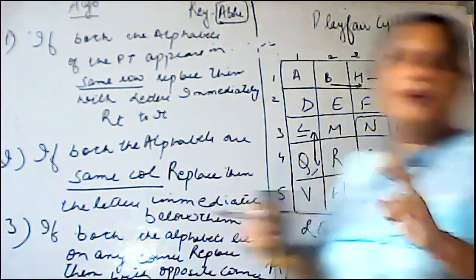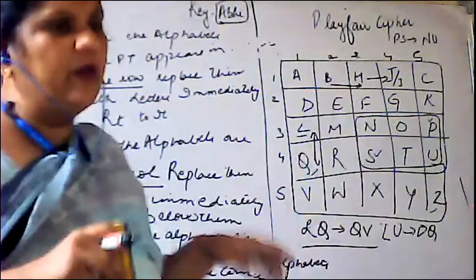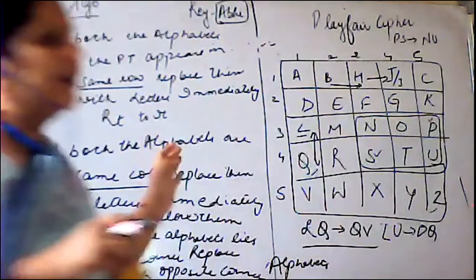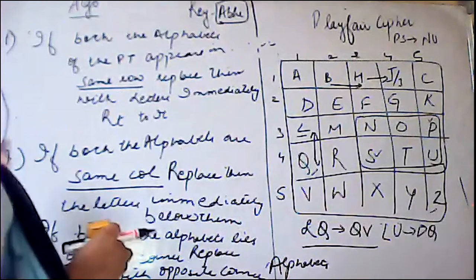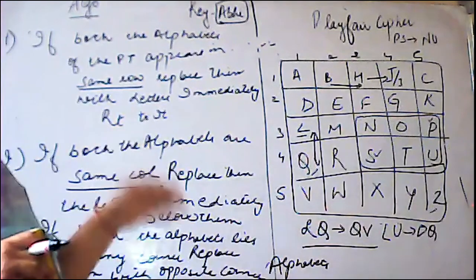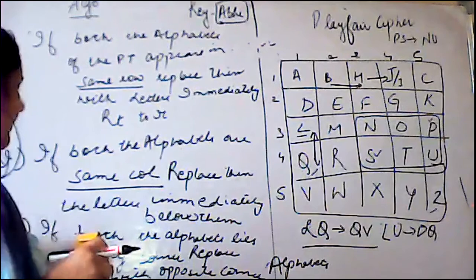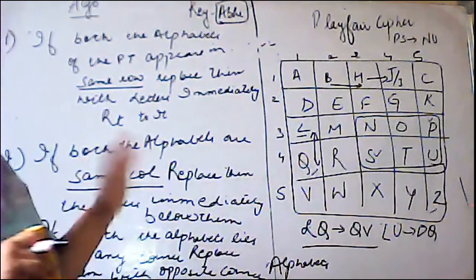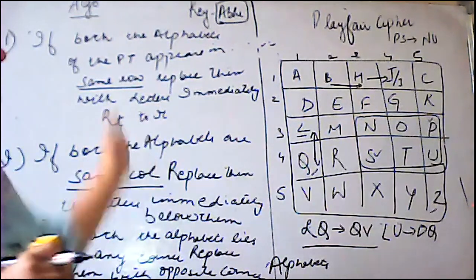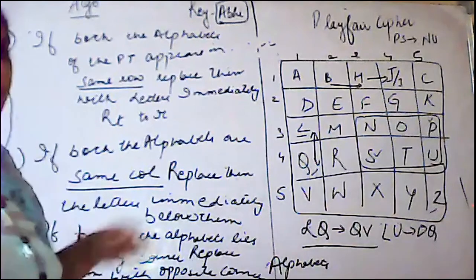So three rules are there. First, if they are appearing in the same row, just replace them with the letters immediately right of it. If both the alphabets are in the same column, replace them with the letters which are immediately below it. And if they are lying on the corner, then replace with the other corner pair. Okay.